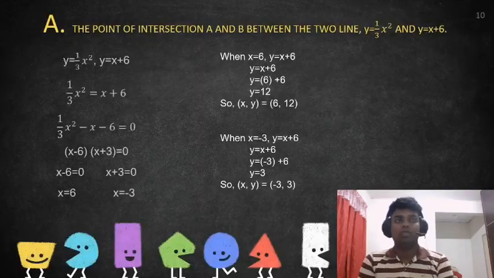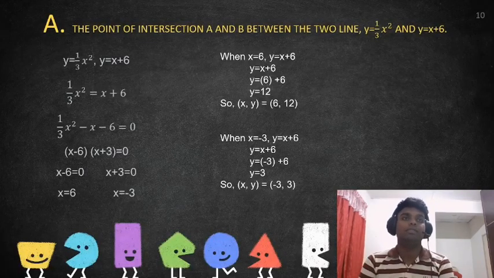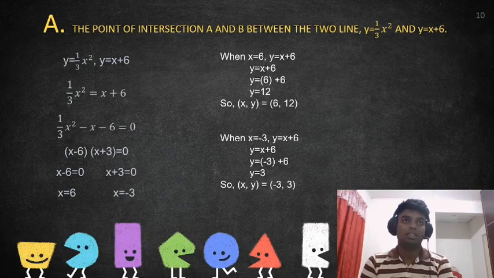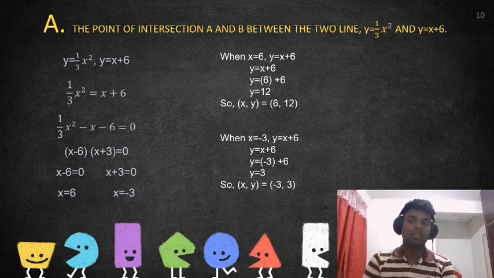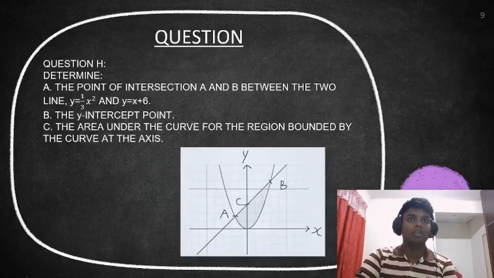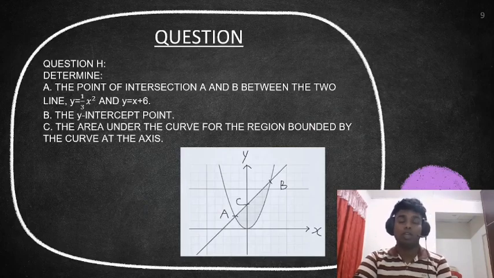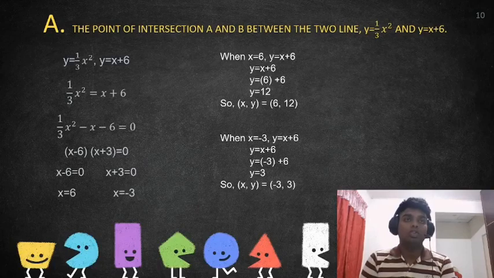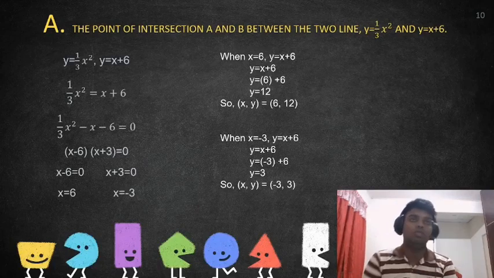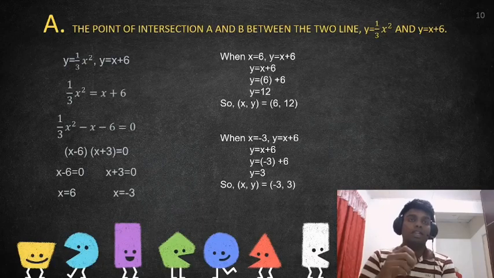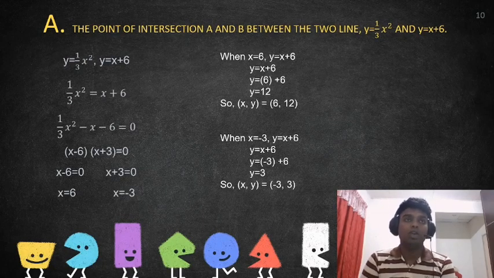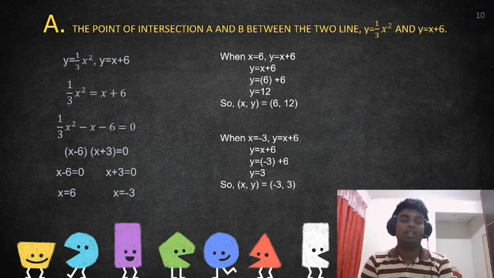So the A question. We are given two equations, which is y equals 1 over 3 x squared and y equals x plus 6. So when you want to find the intersection A and B, the point of intersection between point A and point B, we are given two values of y. So we can just set 1 over 3 x squared equals x plus 6. We can do that because both of the equations are y equals.